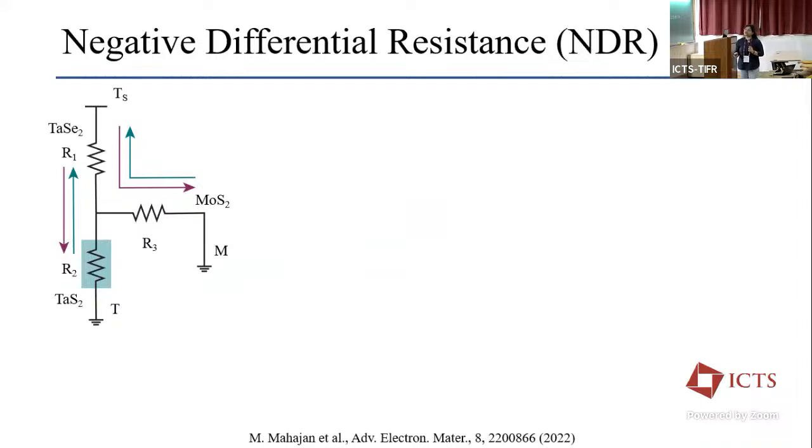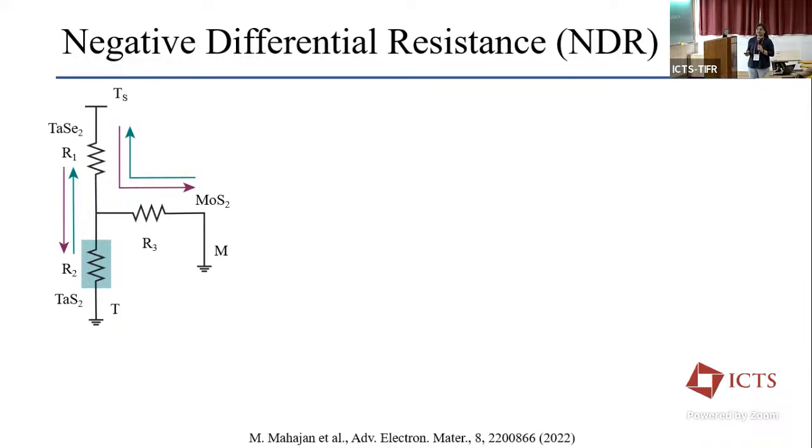So this is the equivalent circuit of the 4-probe device, where R1 represents the resistance of TaSe2, R2 represents the resistance of TaS2, and R3 represents the resistance of the MoS2 branch. So there is an external terminal, which is the universal backgate.